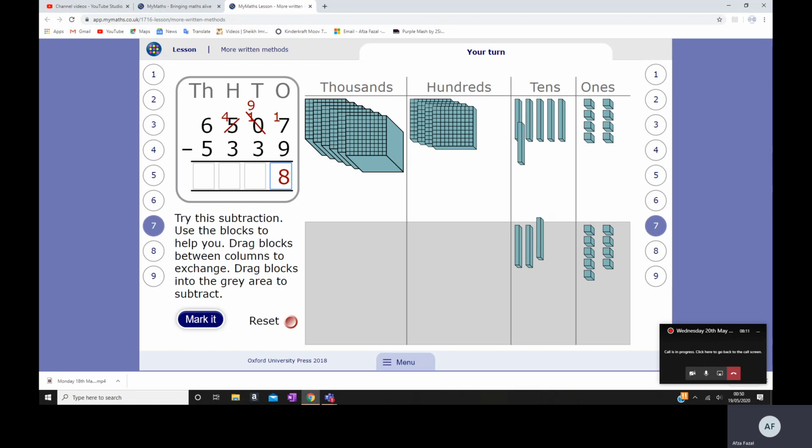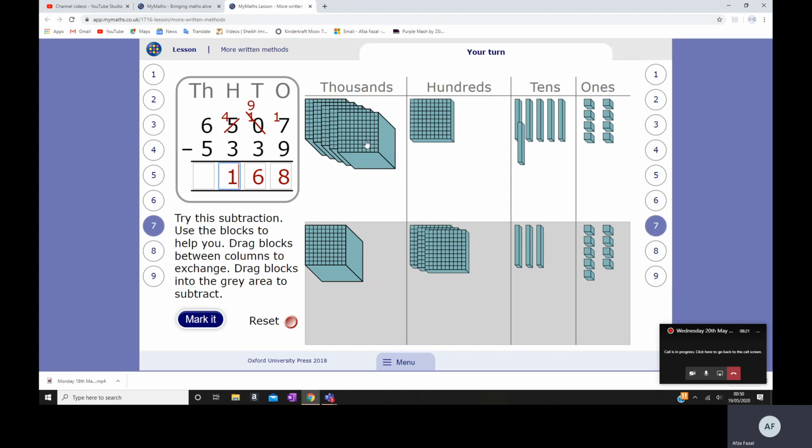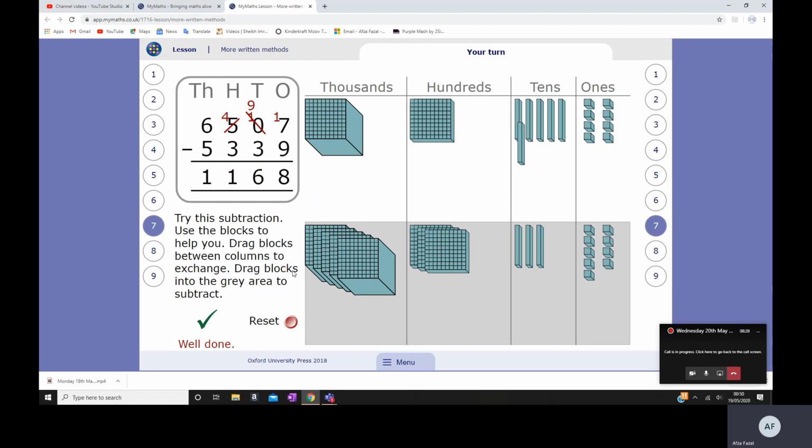9 tens take away 3 tens. I'm left with 6 tens. 400s take away 300s. I'm left with 100. 6,000s take away 5,000s. Left with 1,000. And the way I check my answer is again by using addition.